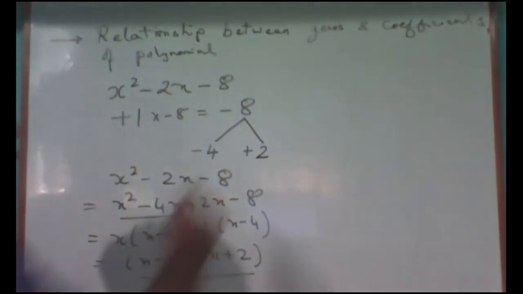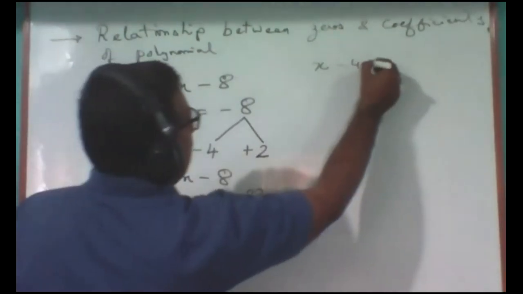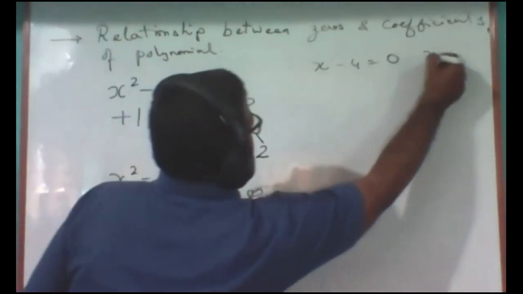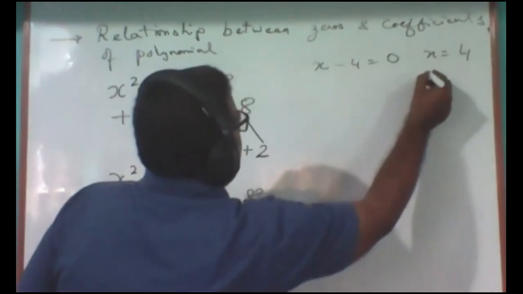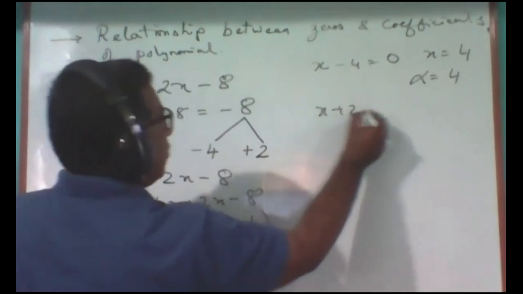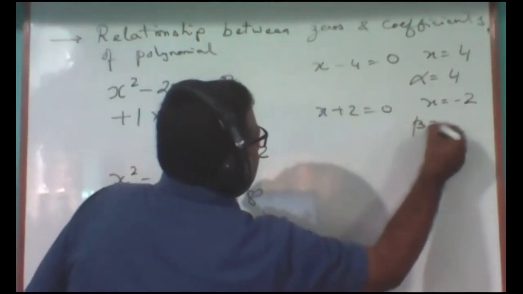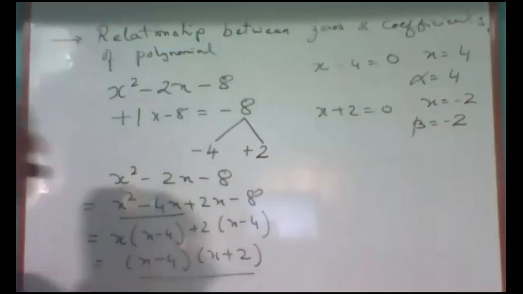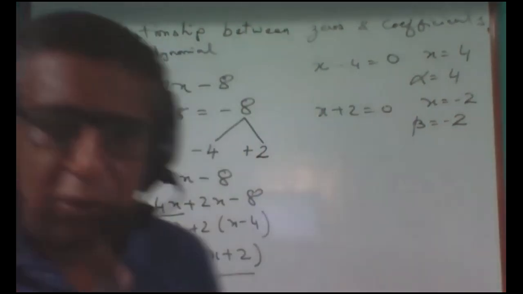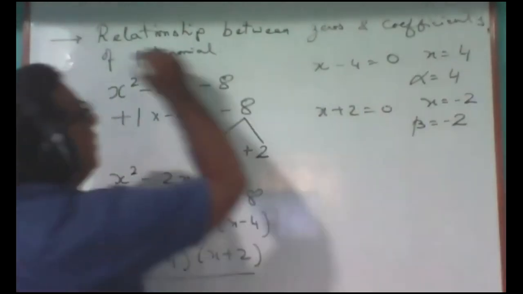Next, what are the zeros? x minus 4 equal to 0, that means x is equal to 4. That means alpha is equal to 4. x plus 2 equal to 0, x equal to minus 2. That means beta is equal to minus 2. So we have found the zeros and now we are trying to prove the relationship.